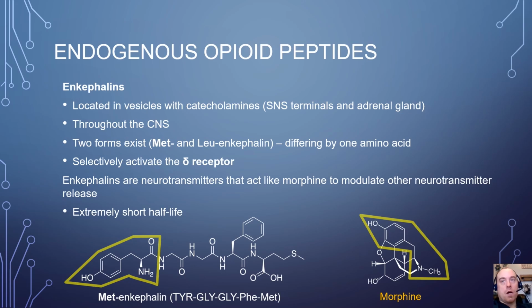So they have a very short half-life compared to a lot of the prescription opioids, and a little bit more complicated. So there's met enkephalin, a pretty complicated structure compared to morphine, for example.